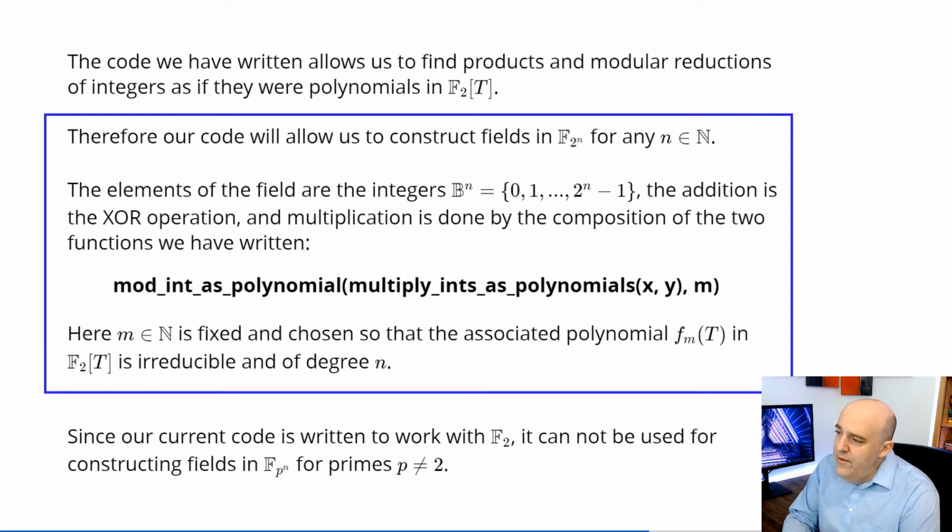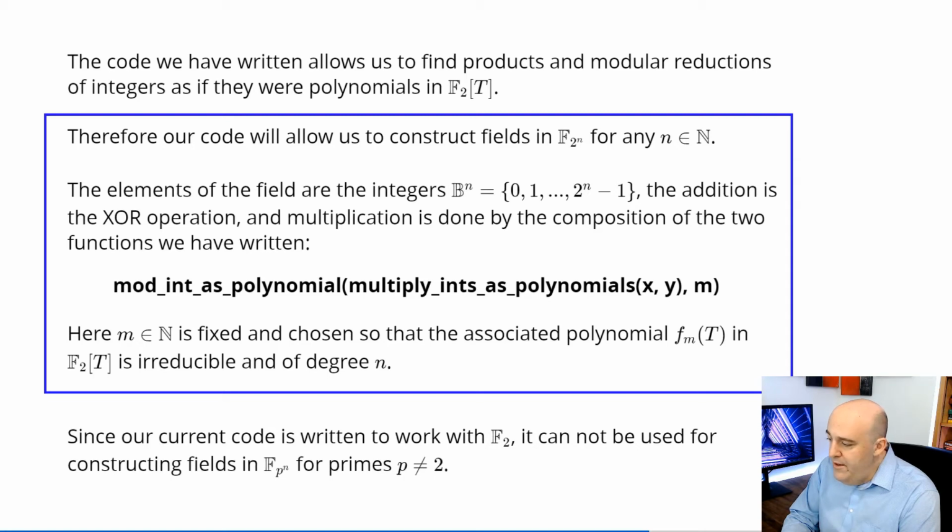So the code we've written allows us to find products and modular reductions of integers as if they were polynomials in F2 of t, right? So why don't we use our code and this general construction to realize fields of the form F2 to the n for any n? The elements of the field will just be integers from 0 to 2 to the n minus 1. And the addition is the XOR operation. And the multiplication is done by composing those two functions we've written.